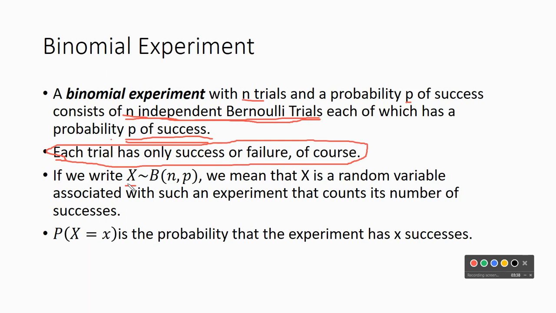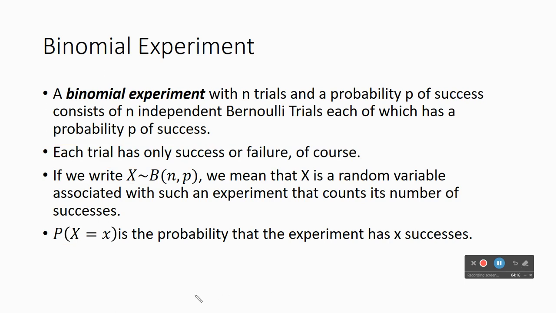Now, if we write X tilde B(n, p), this is notation that means X is a special random variable associated with the binomial experiment. It counts the number of successes in your binomial experiment. And we denote P(X = x) as the probability that this experiment has x successes.